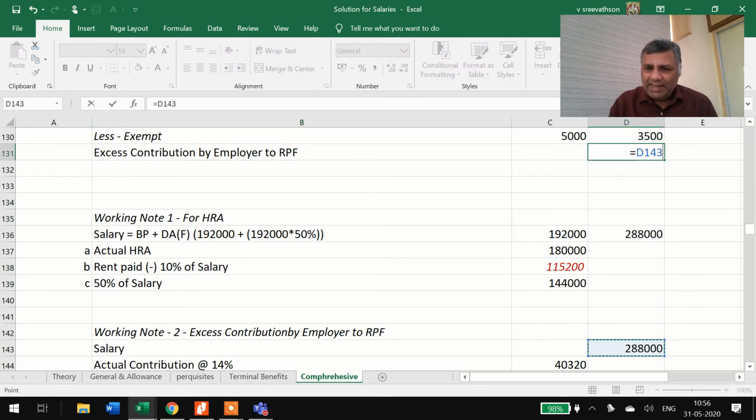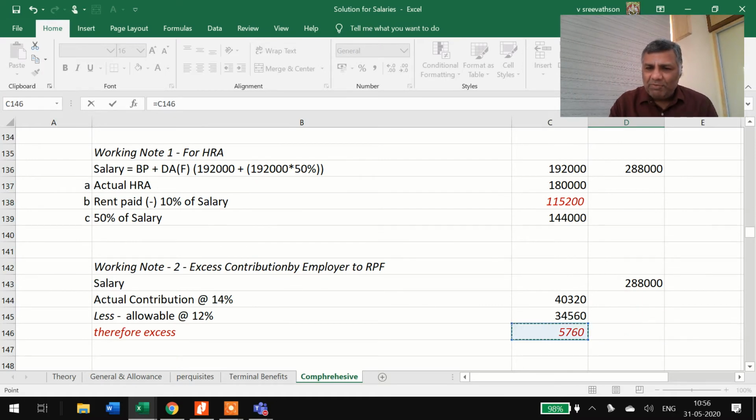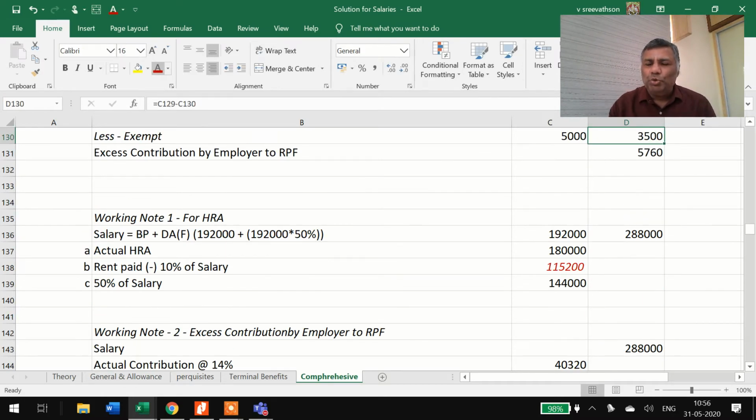Next question onwards, we will not do the working note. We will just do 2,88,000 into 2%. What is contributed is 14%, what is allowed is 12%, so 2% extra. 2,88,000 into 2%, we'll get the answer. First question, I want you to be detailed in understanding, so I am doing it, but you need not do a working note for these things. It's a waste of time. You know the salary into the excess percentage, you will get the answer.